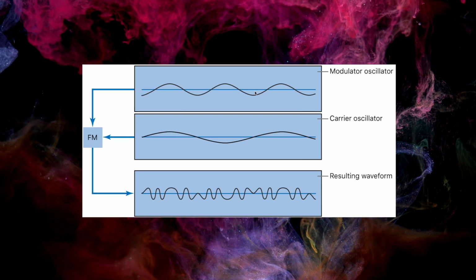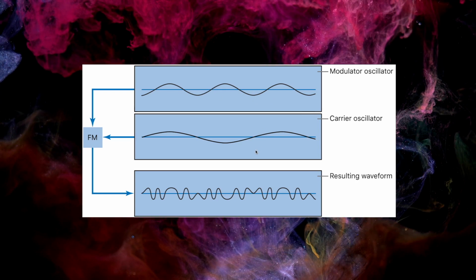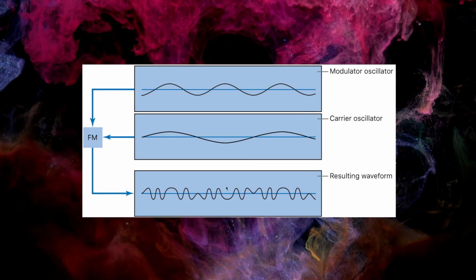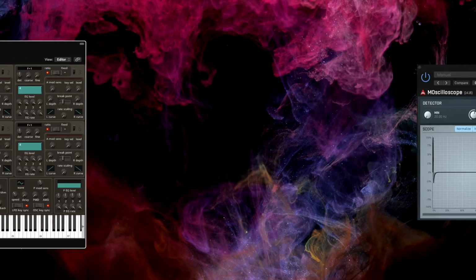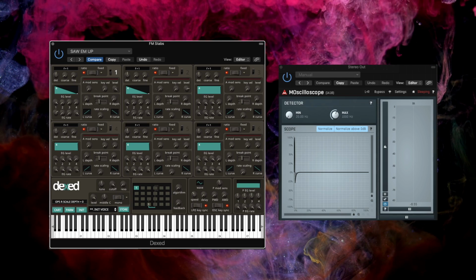Now, if we start increasing, let's say, the frequency of the modulator, we get a change in pitch of the carrier oscillator, and we see a waveform which is somewhat like this. So now let's jump into Logic and see how FM synthesis works and how it sounds.